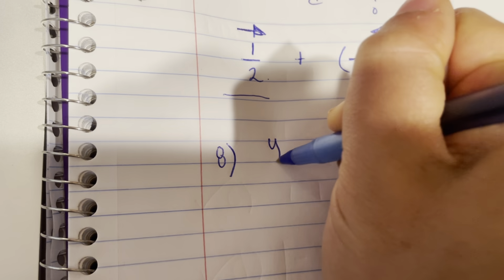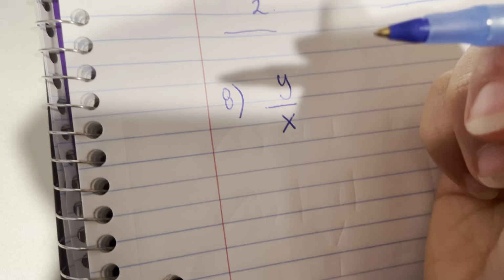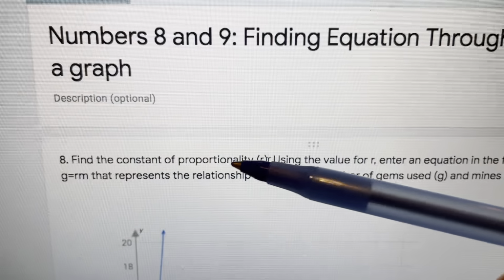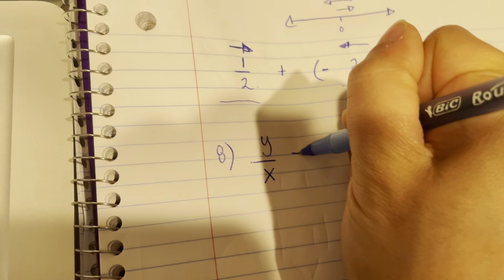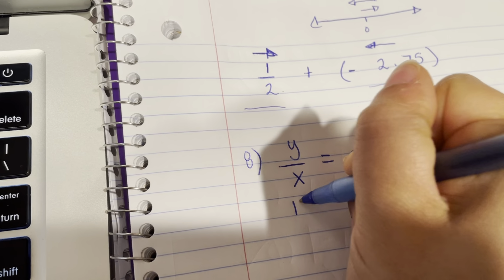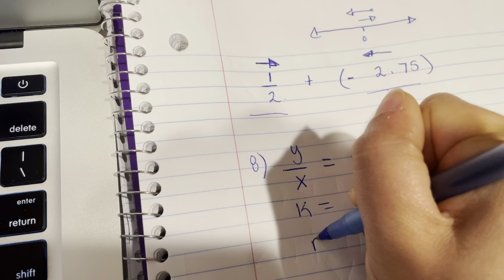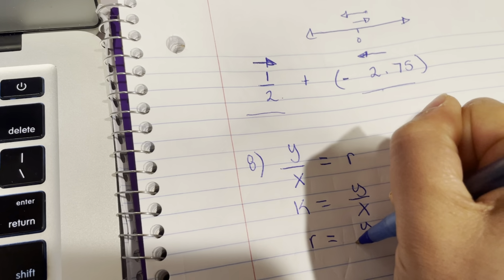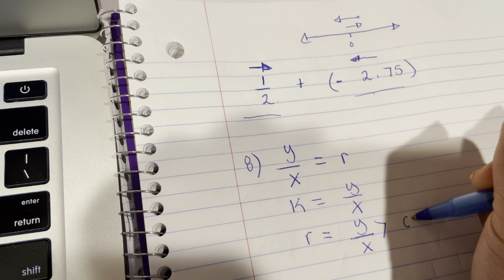Now, guys, remember the constant of proportionality is y over x. Let's just remind ourselves, this has been a while since we did this. It's telling you that the constant of proportionality is being represented this time by r. Usually we did k equals y over x, and so they're just saying that instead of k, it's going to be r equals y over x, and this is the constant, right?